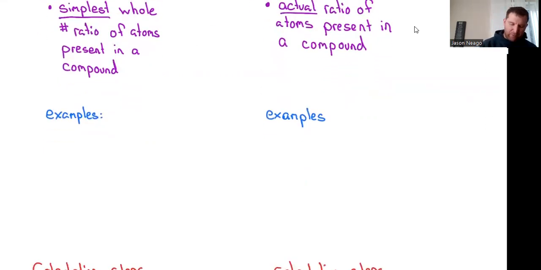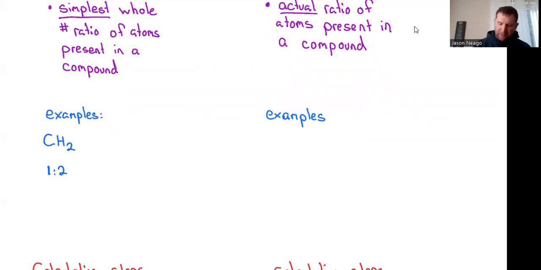An example of an empirical formula would be CH2. I can't simplify this ratio anymore. I have a 1:2 ratio between my carbons and my hydrogens. So this would be an example of an empirical formula. It is in simplest terms.